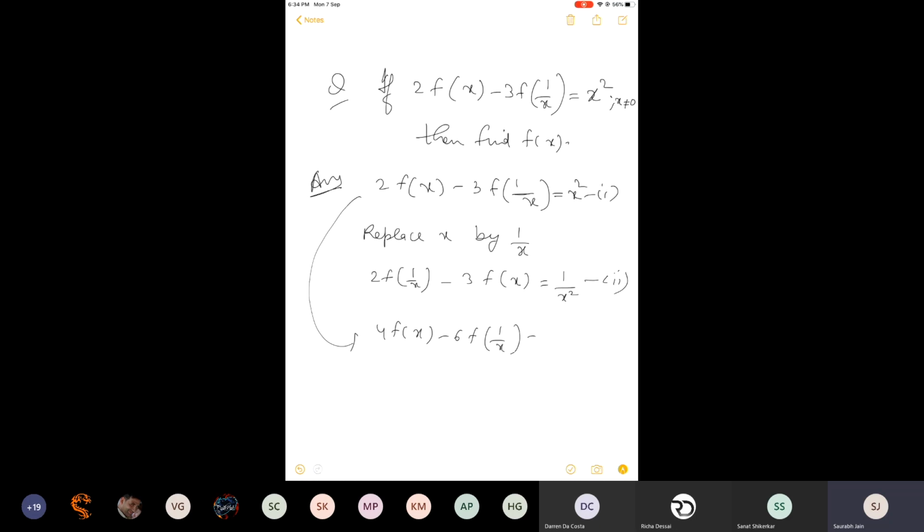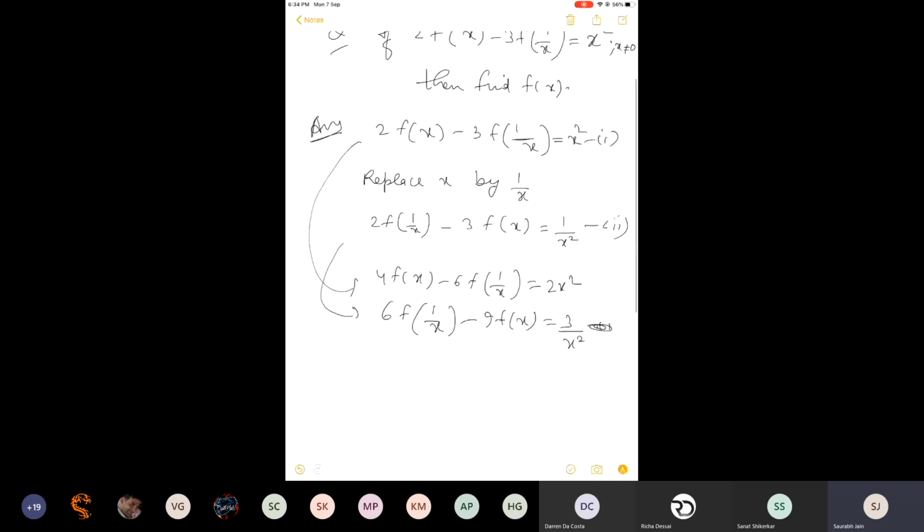And the second equation can be multiplied by 3. Then you can add these two equations, because if you add, 6f(1/x) will cancel and 4f(x) minus 9f(x) is minus 5f(x), and on the right hand side we have 2x² plus 3/x². With this we get f(x). Divide both sides by minus 5. So this is the final answer.